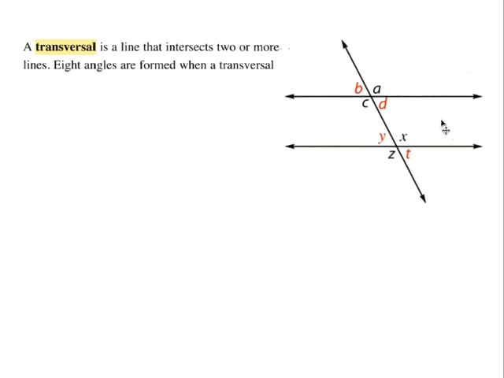Okay, let's read it. A transversal is a line that intersects two or more lines. 8 angles form with a transversal. So transversal means when we cut two lines with a third line, as you see here, this is the first line, this is the second line.